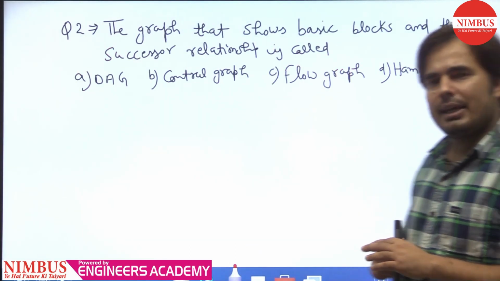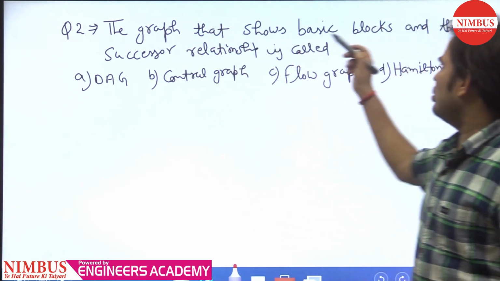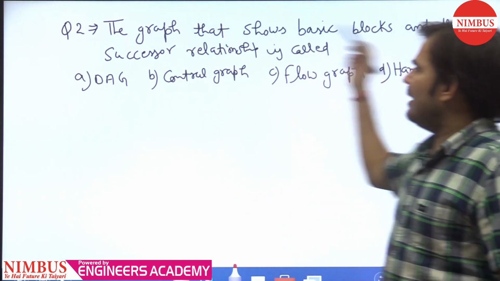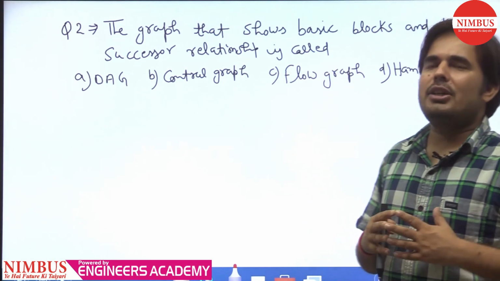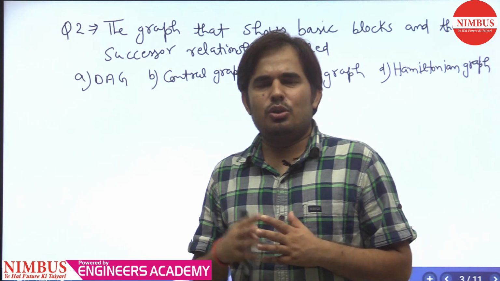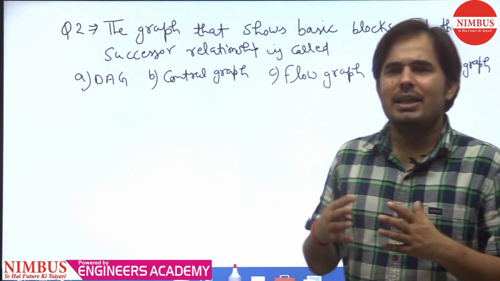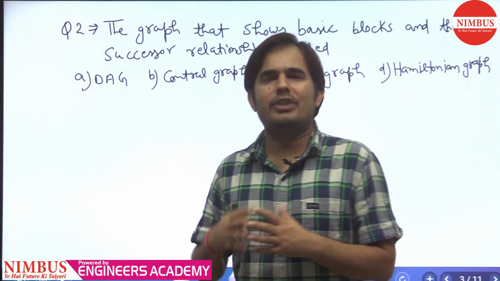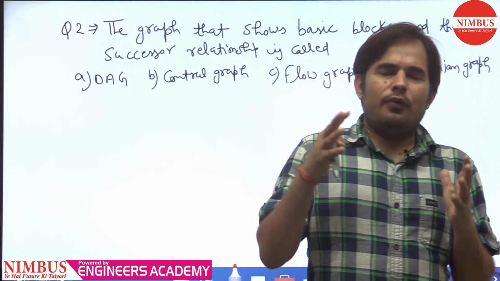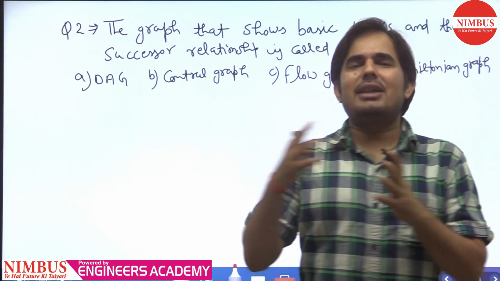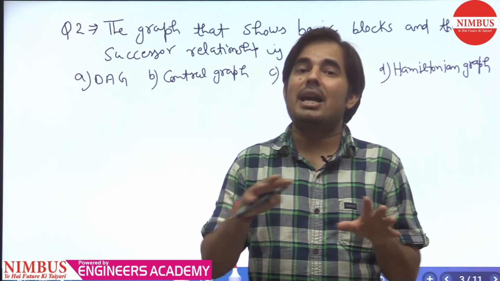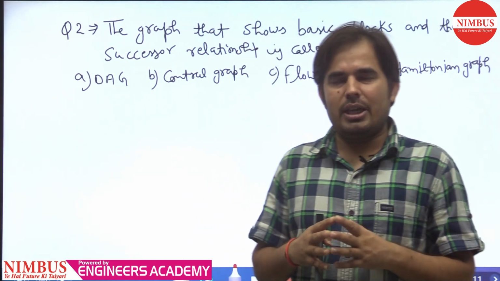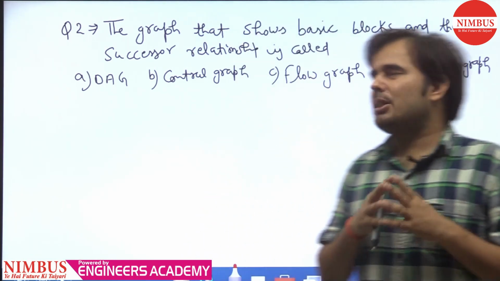Let's see question number two. The graph that shows basic blocks and their successor relationship is called. Okay, so first we need to understand what basic blocks are. Basic block is a consecutive sequence of statements in which control enters at the beginning and leaves at the end without any branching and possibility of halting. Okay, so this is what a basic block is.